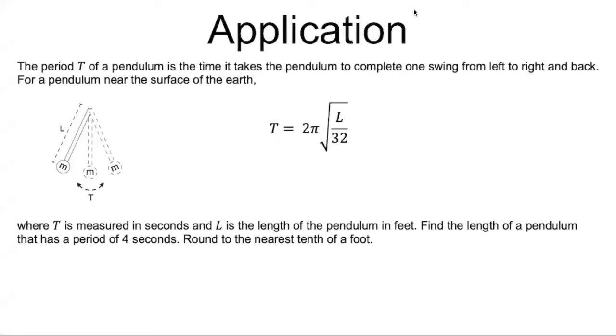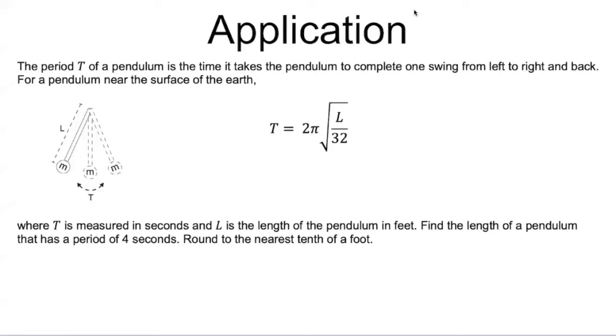Looking at an application question, we're given that the period T of a pendulum is the time it takes the pendulum to complete one swing from left to right and back. For a pendulum near the surface of the Earth, T is equal to 2 pi times the square root of L over 32. T is measured in seconds, and L is the length of the pendulum in feet.